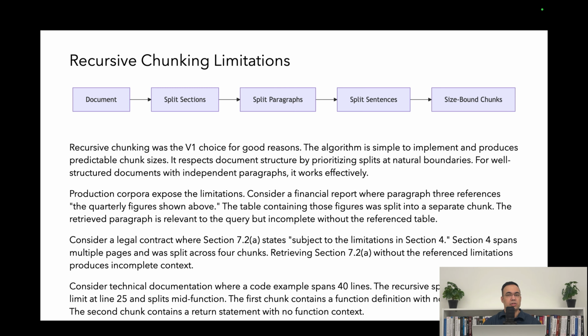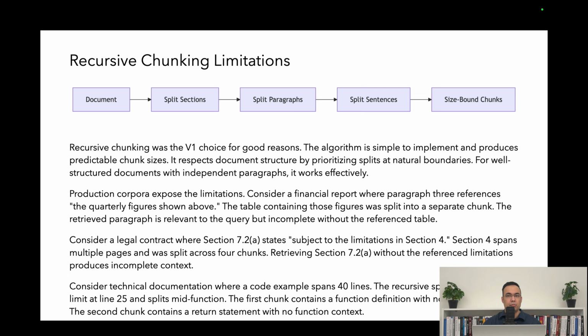Production corpora expose the limitations. Let me walk through 4 concrete examples. The first example would be, let's say, a financial report where paragraph 3 references the quarterly figures shown above. The table containing those figures was split into a separate chunk. The retrieved paragraph is relevant to the query but incomplete without the reference table.